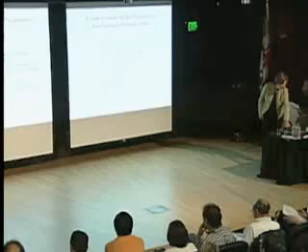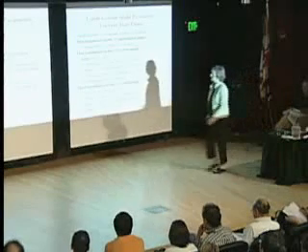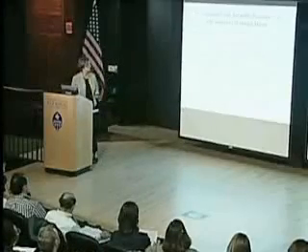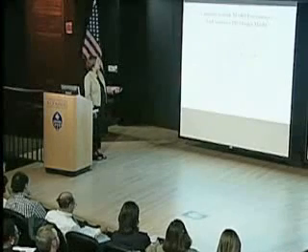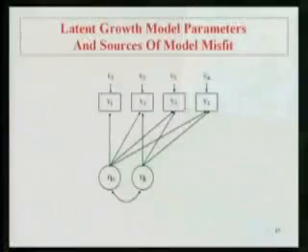Okay, so let me put this one here and this one over here. So here's the model that we're going to be looking at. You've seen this before. So here's our outcome, y1, y2, y3, y4, eta sub 0, eta sub 1.